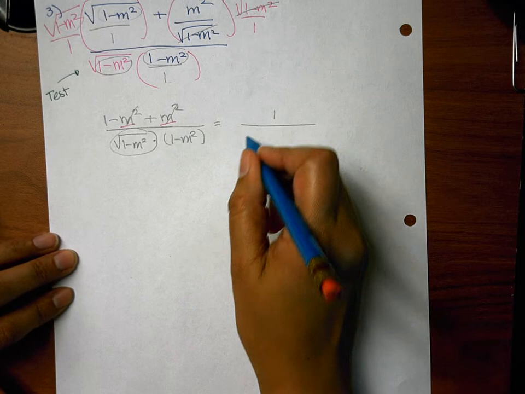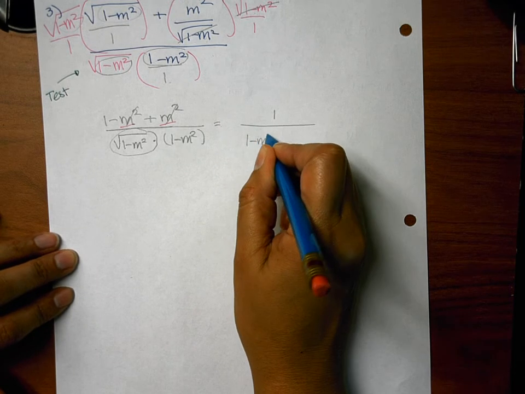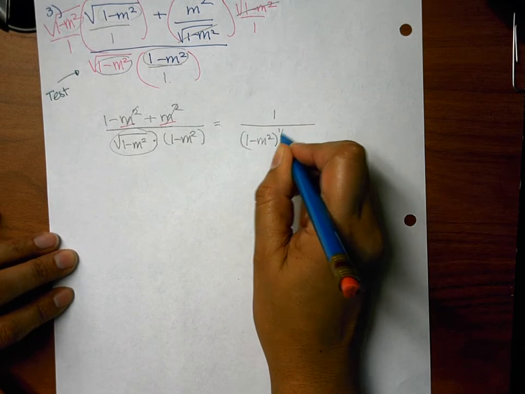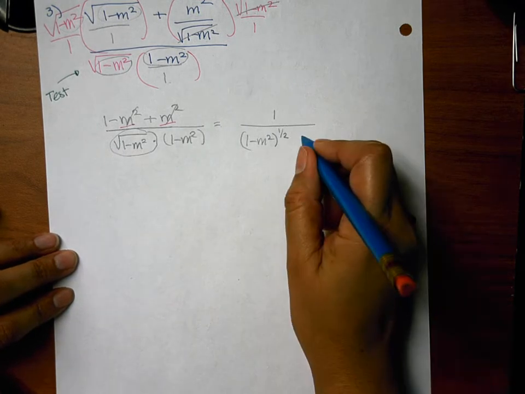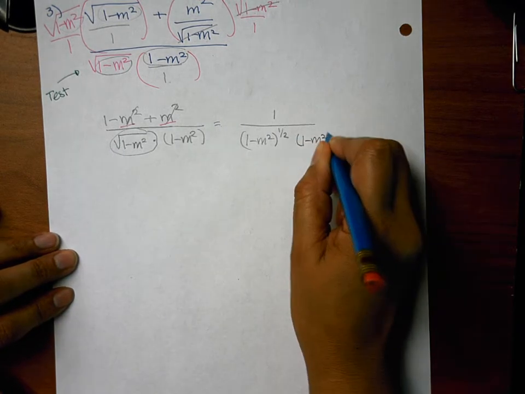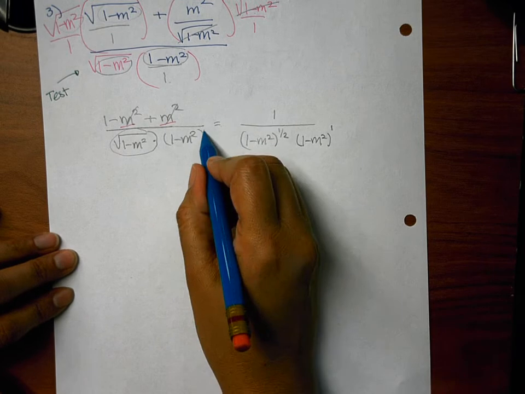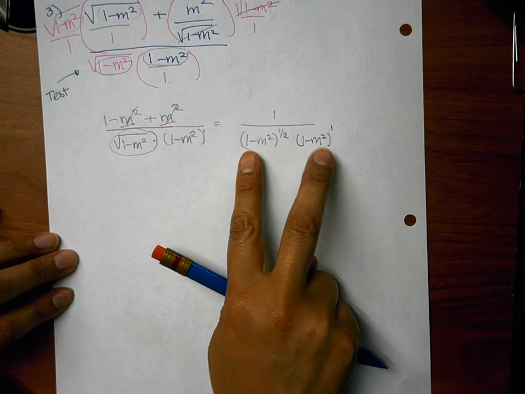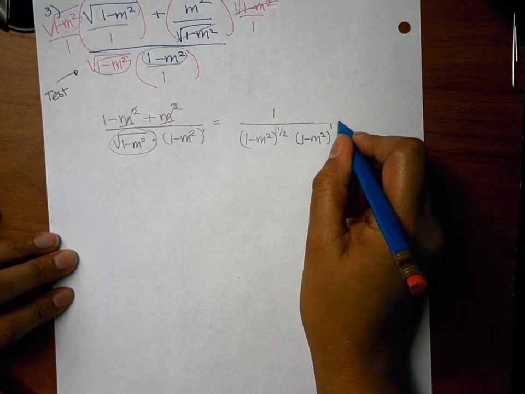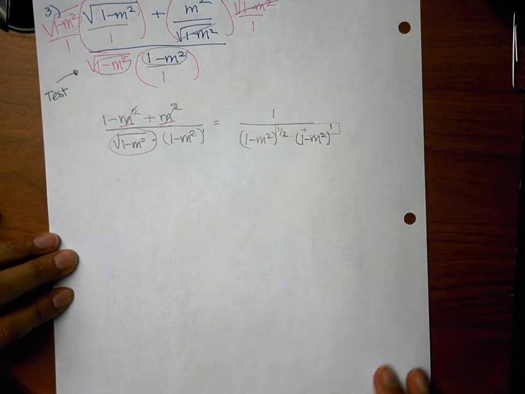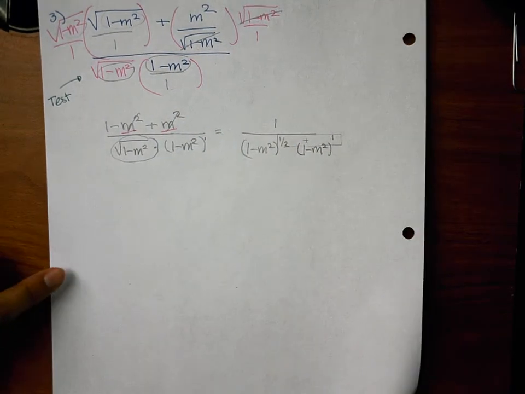Now here's why you would get this wrong, because I can rewrite this one right here, 1 minus m squared raised to the 1/2 power. Square root's the same as a 1/2 power. Why do I do that? Because this second one has a power of 1. I don't see it, but I know it's there. And now that the bases are the same, what do you do with the exponents? You add them.